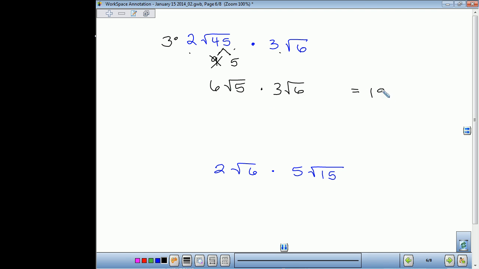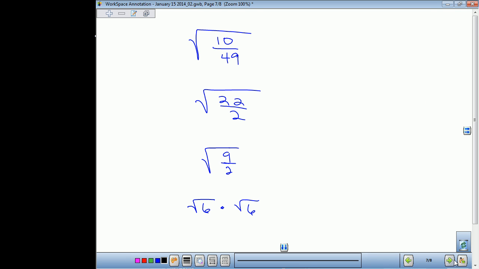6 times 3 is 18. 5 times 6 is 30. Numbers with numbers, radicals with radicals. Now, the last thing I said is we cannot have a radical in our denominator. And we cannot have a fraction under the radical. I have an entire fraction under this radical. But this means the same thing as this. And the square root of 49 is 7. This fraction actually divides. And so I'm good. I don't have a fraction under there anymore.